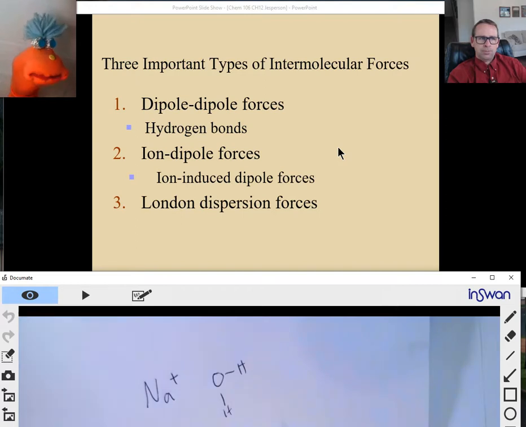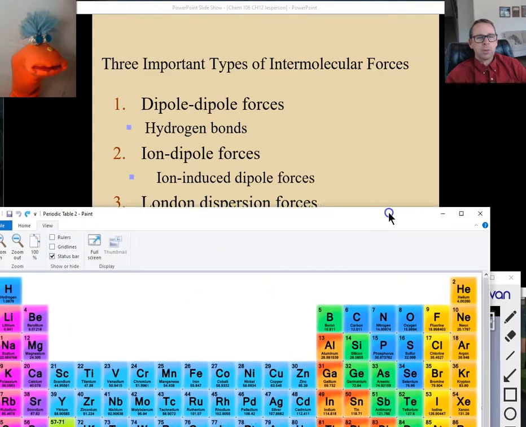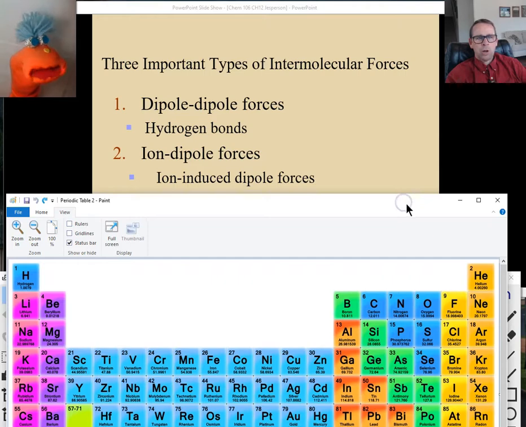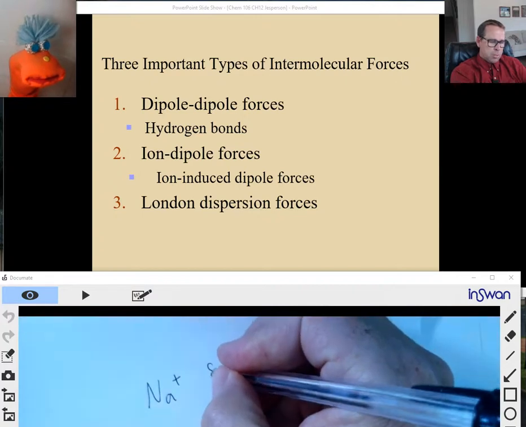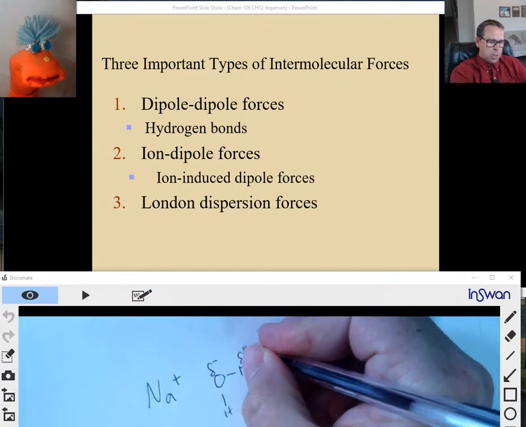Let's see. I guess the negative charge is where the electrons want to go. And do you have the periodic table there? Let's bring this over here. Okay, yeah, so oxygen is more electronegative, so the partial negative will be on the oxygen. That's right. Partial negative here, a partial positive there.